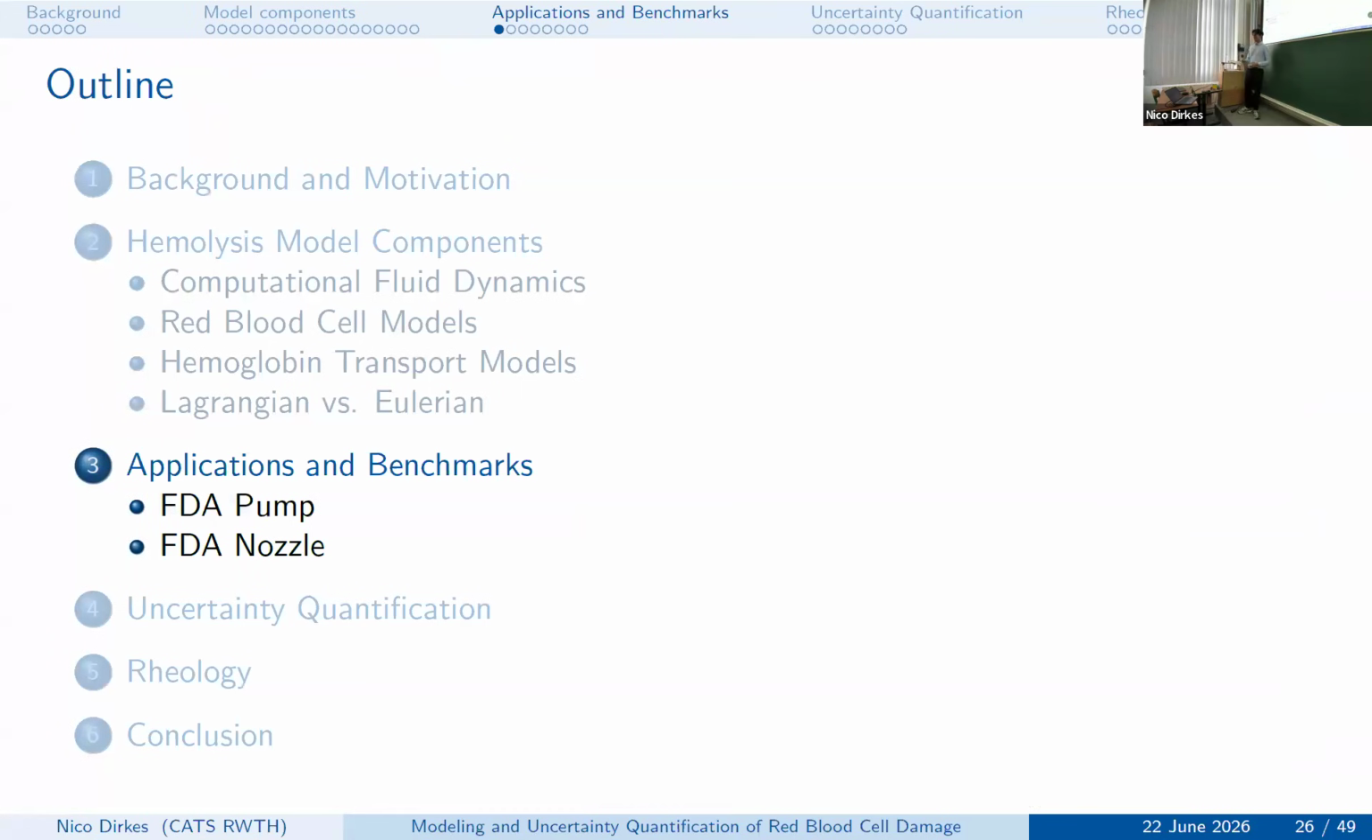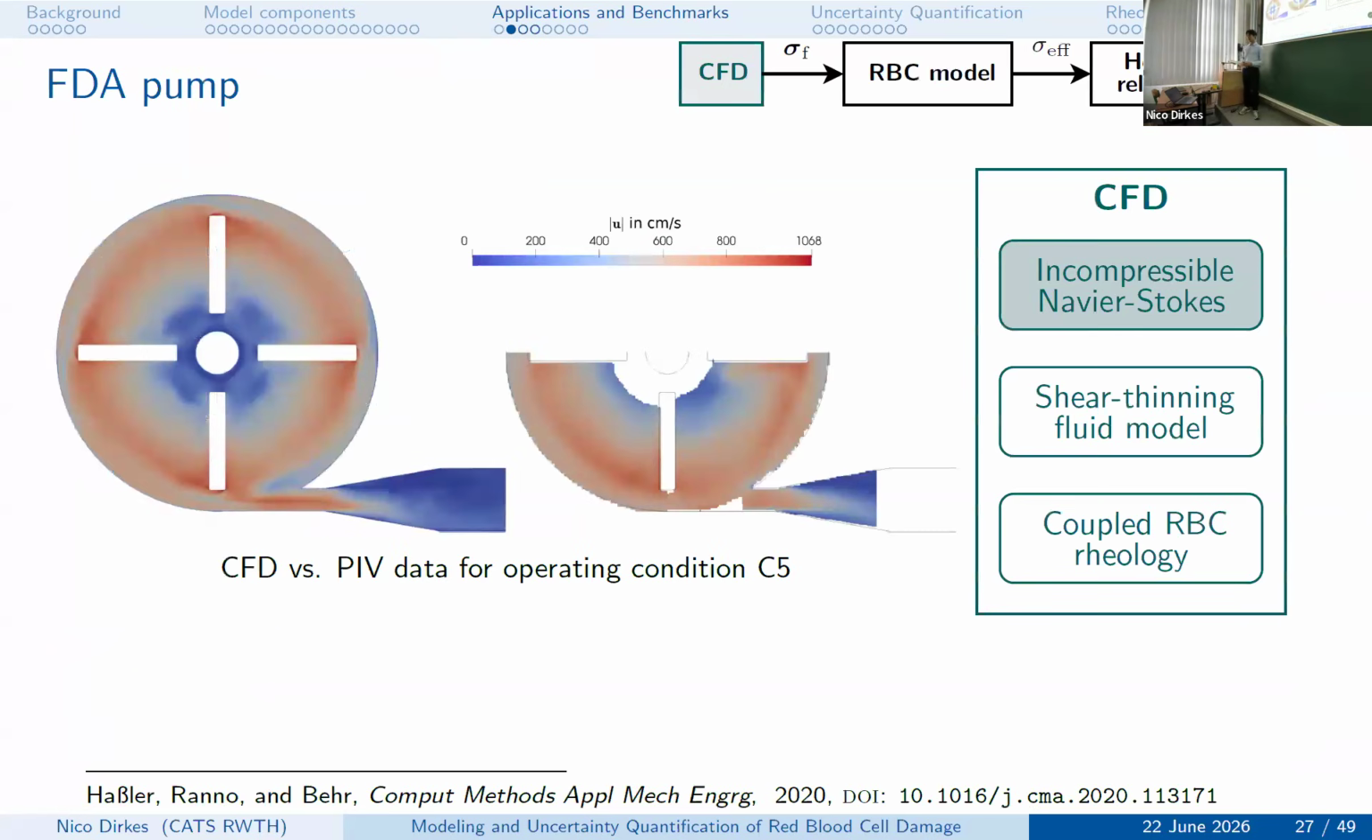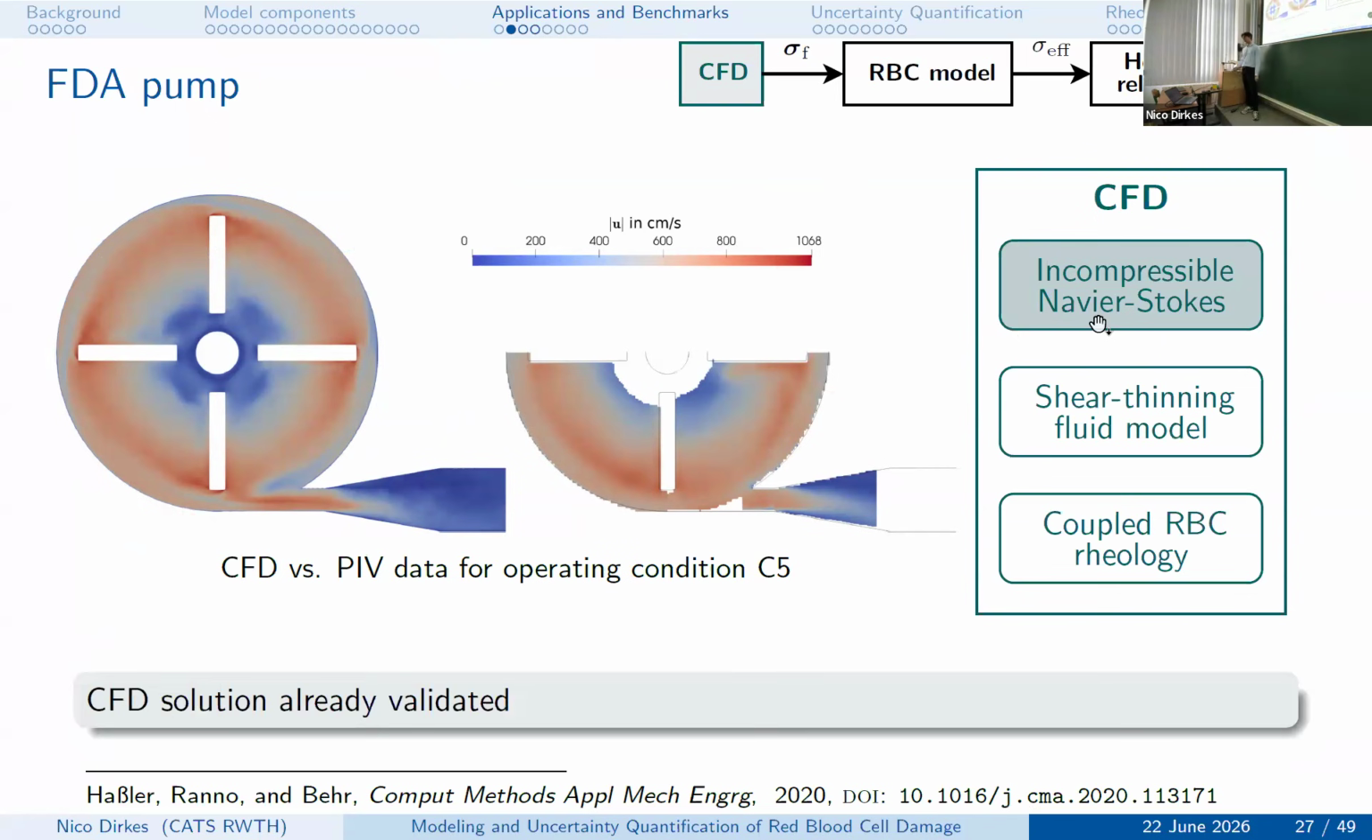Now I have 2 examples where we apply these 3 steps that I showed you before. The first one is the FDA pump. This is the example I showed you in the beginning where the FDA designed this pump and the hemolysis predictions were widely off by all the participants. So the first step is CFD using incompressible Navier-Stokes. This is the flow field here, and this is not from me. This is from a previous paper, which was already validated using PIV data. So I don't really want to go into detail here.